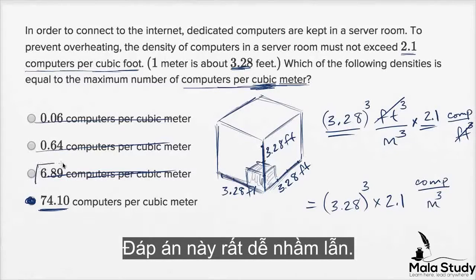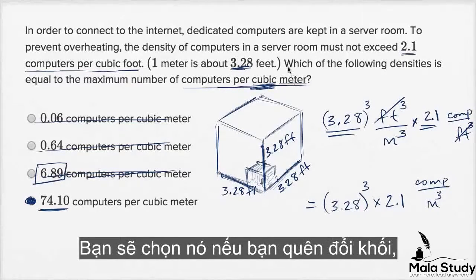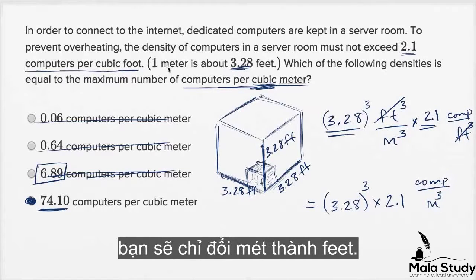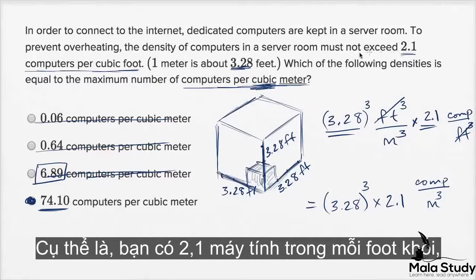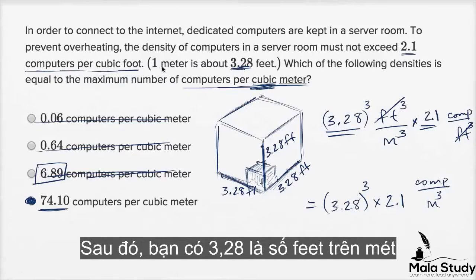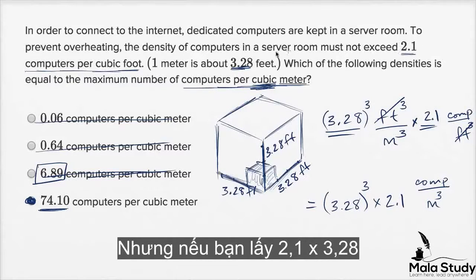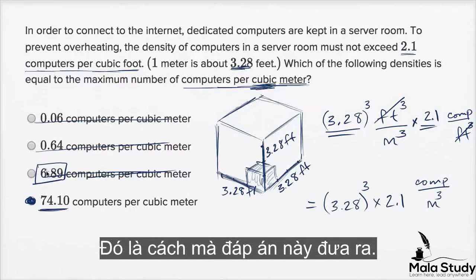This other choice is interesting because it's the answer you'd pick if you forgot to convert how many cubic feet are in a cubic meter, and just kept things in linear meters and feet. If you have 2.1 computers per cubic foot and say I'll have 3.28 as many feet per meter, not thinking in terms of cubic feet and cubic meters, then 2.1 times 3.28 is probably this choice here. I haven't multiplied it out, but that looks like 6.89. So that's where this answer came from.